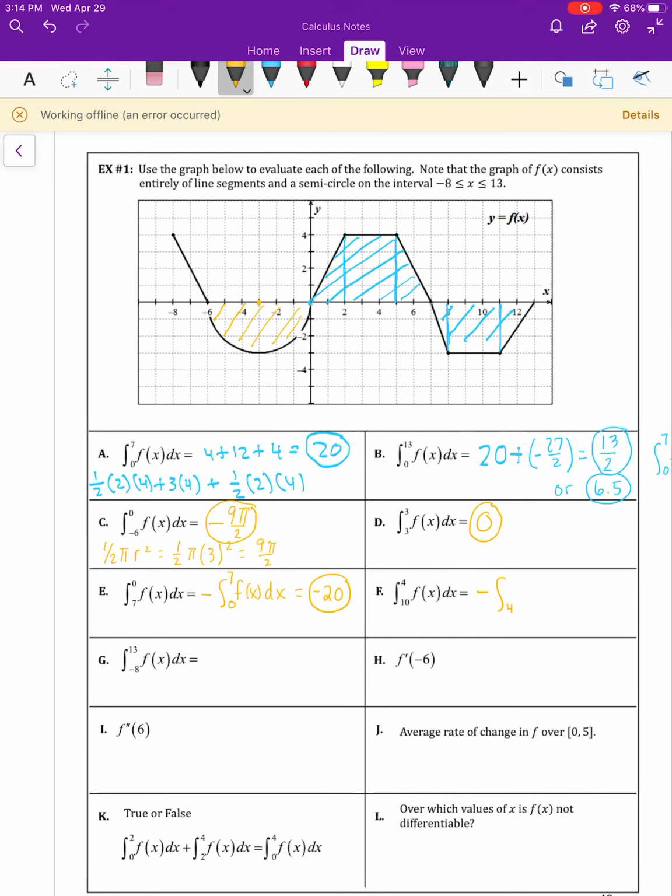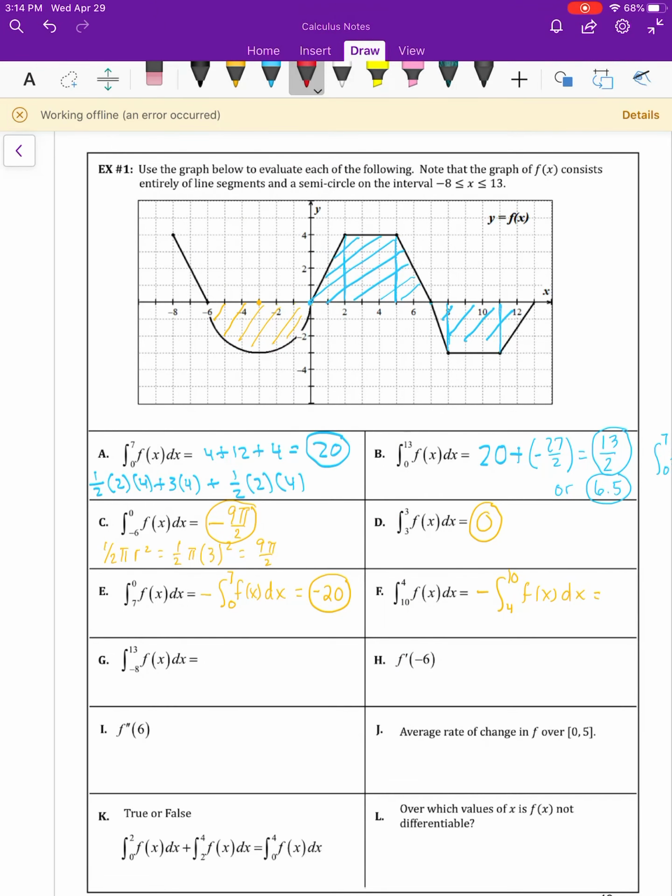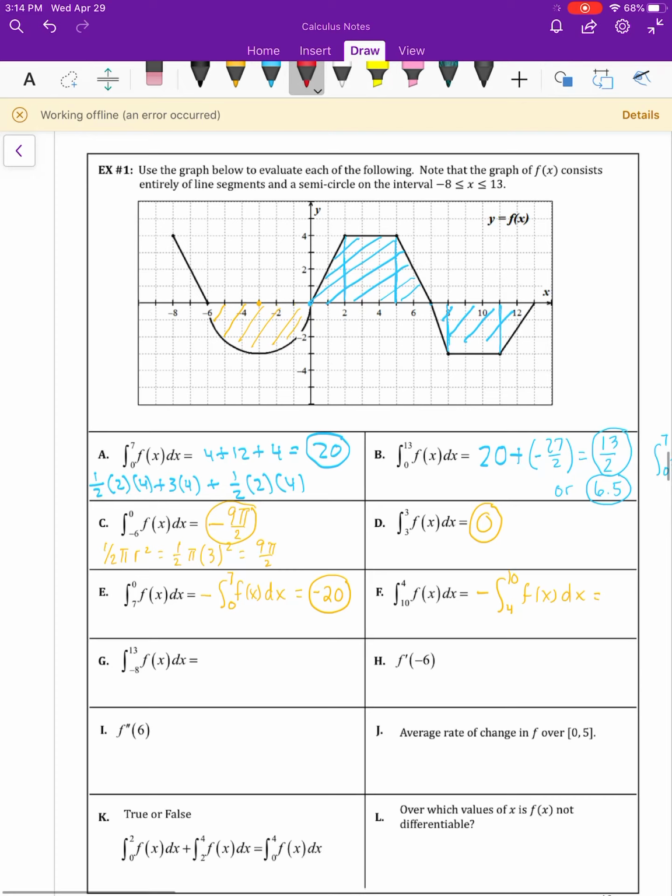Integral from 10 to 4, f of x dx. Well, the bottom is not smaller, so you have to say the negative of the integral from 4 to 10, f of x dx. Okay, so now let's look at what we have there. So I'm going to do it in a different color. So from 4 to 10, so we're talking about, oh gosh, starting here and ending here.